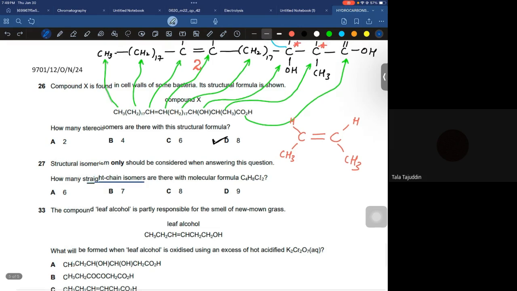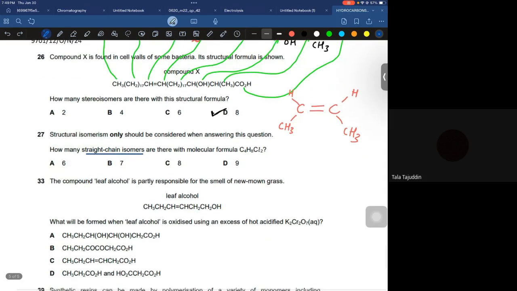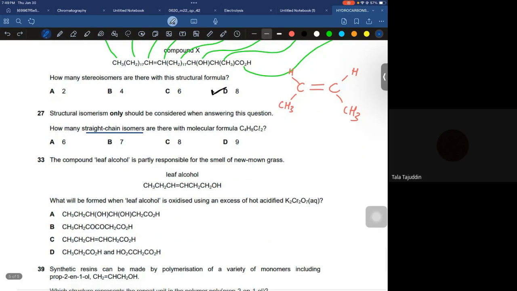So how many isomers are possible? Then I'm going to tell you. In the options it is 6, 7, 8, 9. What do you think? Then I'm going to draw this. Four carbons.